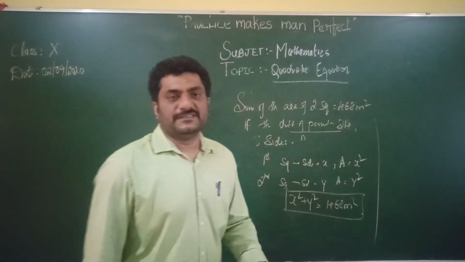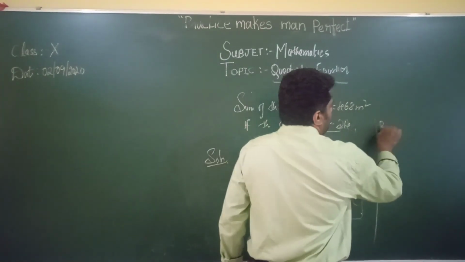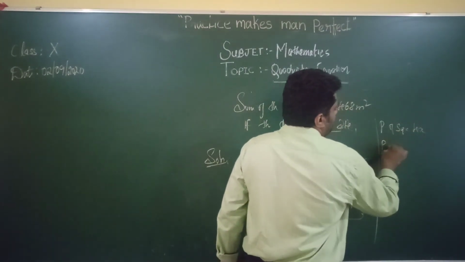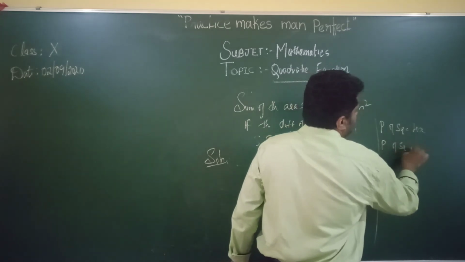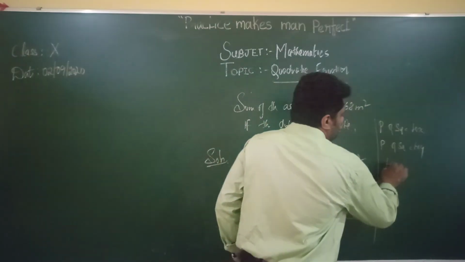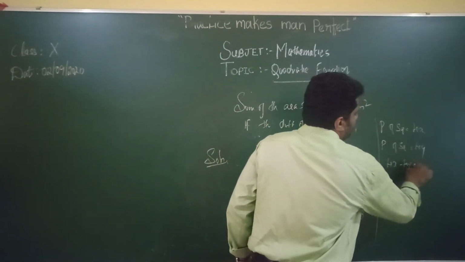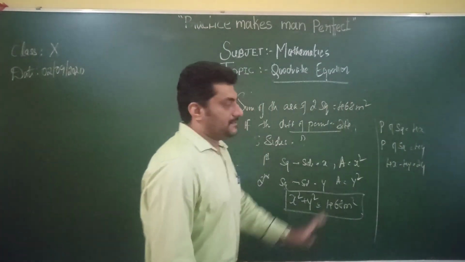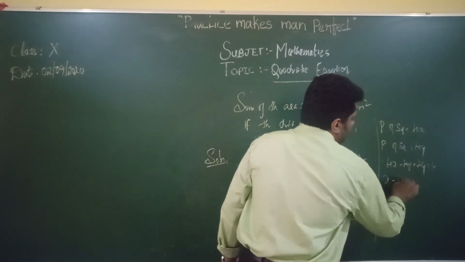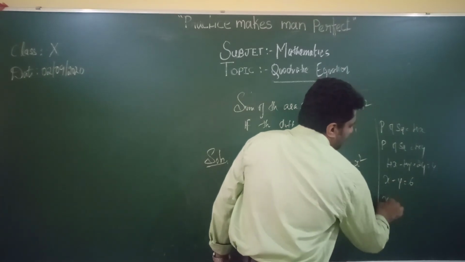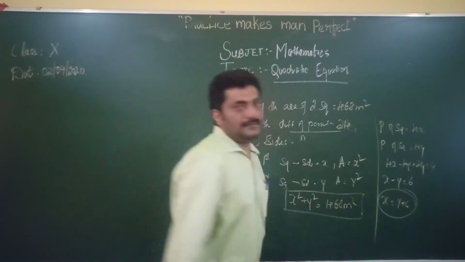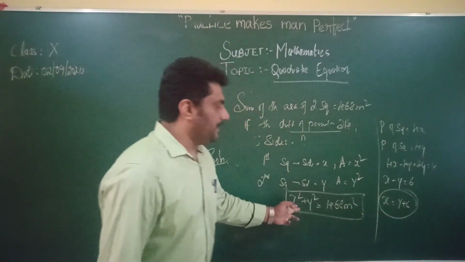Done with this? Now the second one, difference of the perimeter. What is the perimeter of a square? Perimeter of a square is 4x. Perimeter of the second square is 4y. Now the difference they are telling is that 4x minus 4y is 24. Divide the complete equation by 4, we get x minus y is 6. So can I write x is equal to y plus 6? Put this equation here.